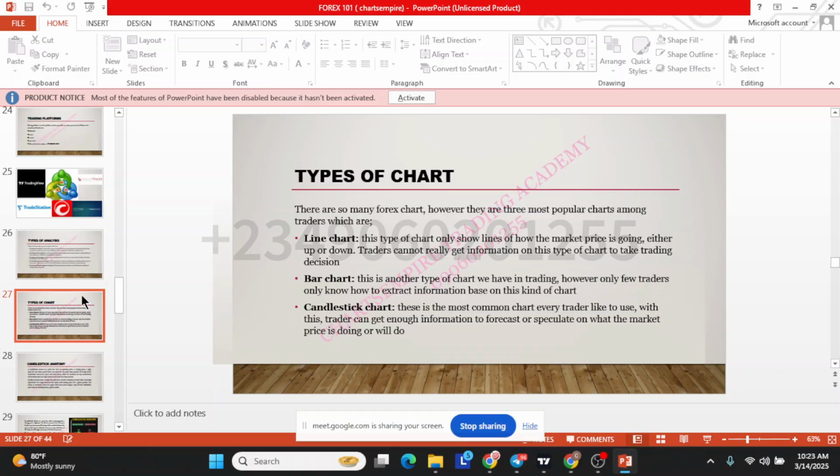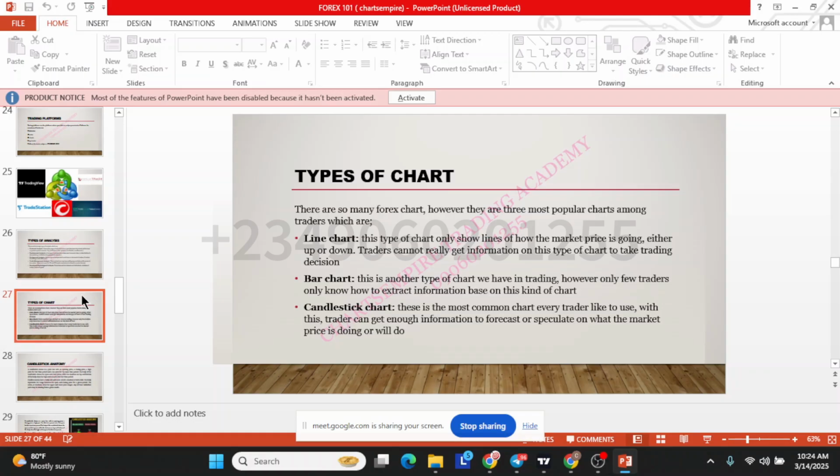And we also have the bar charts. The bar chart is like an old chart that traders use in the early stage of trading. The bar chart looks like bars. In a couple of minutes I will be showing you how the bar chart looks. With this chart, traders can see what is actually going on. They can see the interaction between buyers and sellers in the market. They can see who is present in the market. Is it the buyers? Is it the sellers? So as to know what decision to take in the market.